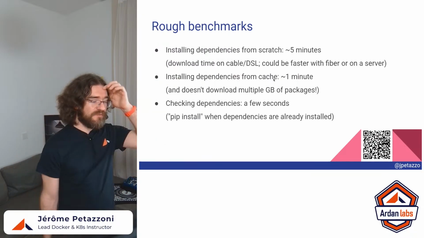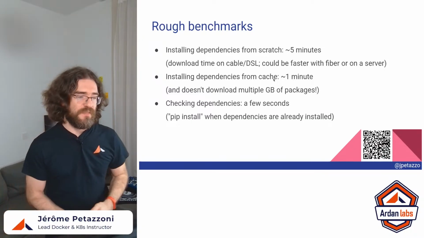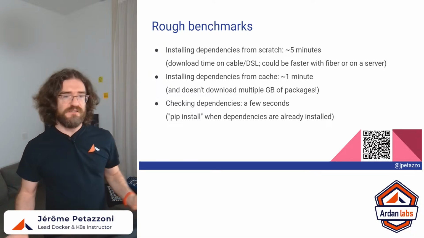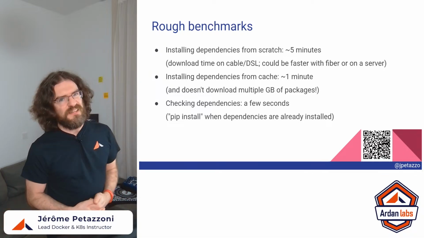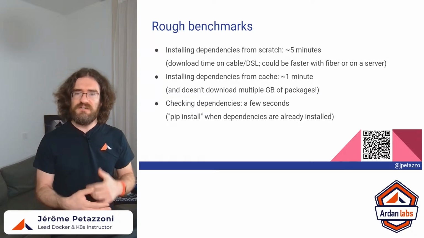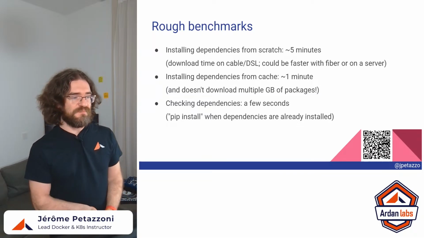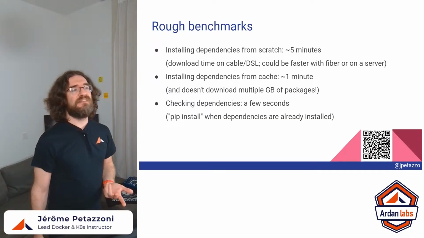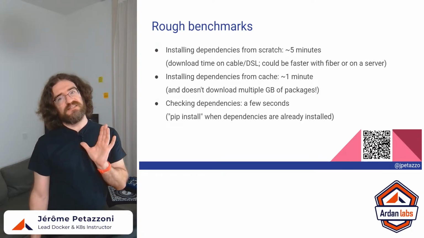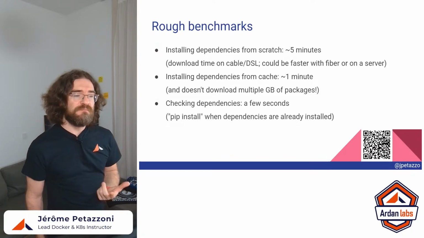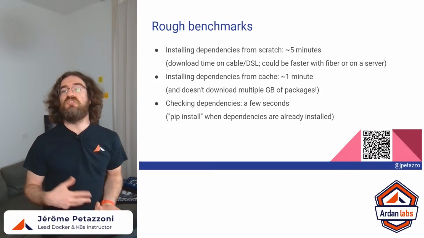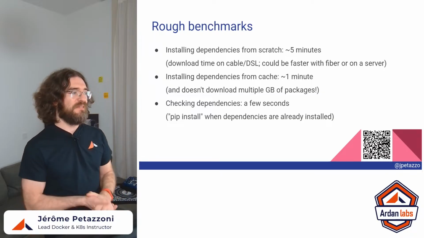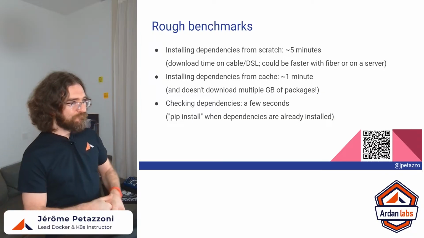Okay, so cache mounts, the result is that we went, in my benchmarks, not very scientific benchmarks, it took between 5 and 10 minutes before the optimization each time, so it's not the kind of stuff you want to run 100 times. But installing the dependencies from the cache takes about 1 minute, and most importantly, it doesn't need to download anything from the internet, so we save a lot in network traffic as well. All right.